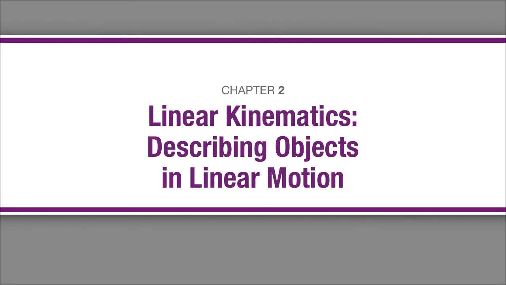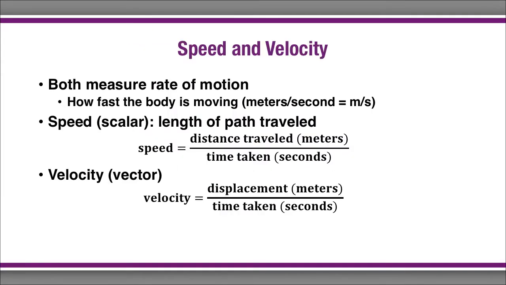This lecture is going to focus on part 2 of linear kinematics, mostly looking at speed, velocity, acceleration, and the multiple modes and methods that we use to calculate these values in certain scenarios. In delineating between speed and velocity, they are both measures of rate of motion or rate of change of motion, how fast the body or some object is moving.